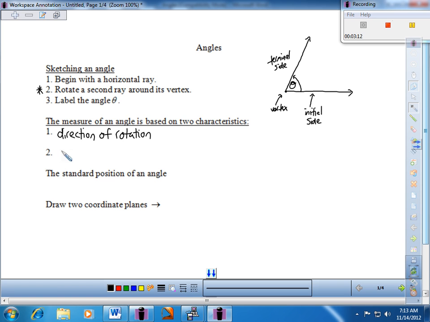Also, of course, not just the direction, but the amount of the rotation. That would be the second characteristic that goes into a numerical measurement. So the amount of the rotation. In this case, coming back to the angle that I drew, I just went from here to here and stopped. If I went further, it would be a greater angle measurement. If I went shorter, it would be a smaller angle measurement. So those two things, the direction and the amount, go into determining the measurement of any angle.